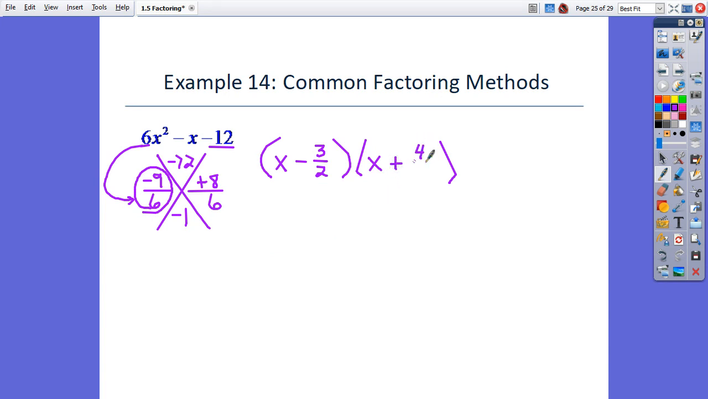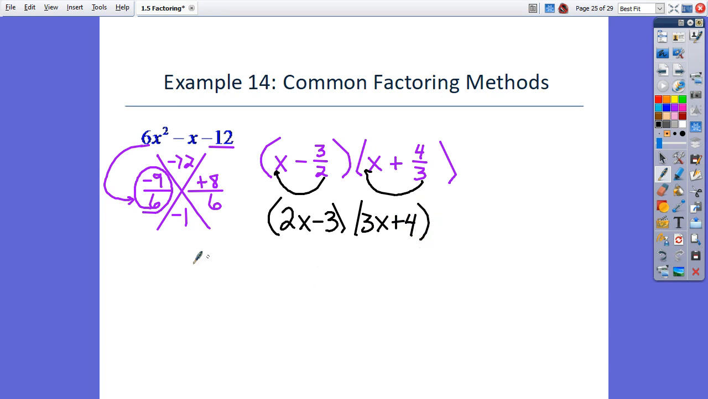And if you notice, both of these have a bottom. So there's a bottom. So bottoms up, bottoms up. And so what we have is 2x minus 3 now, and then we have 3x plus 4. And if you FOIL this, you would get back to where we started. And there you go. That's bottoms up. Pretty quick. Awesome. Okay.